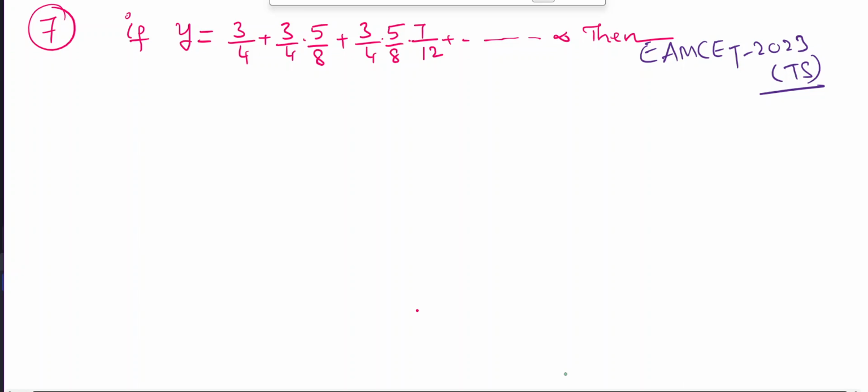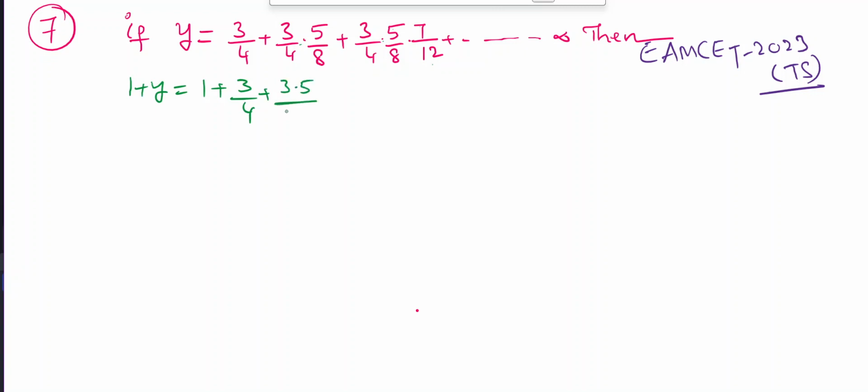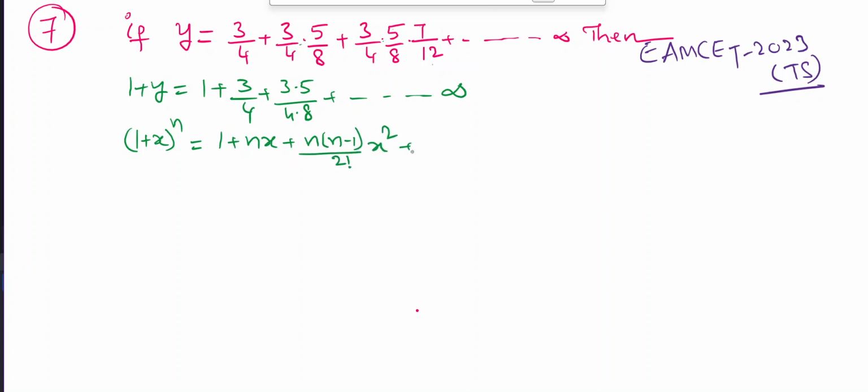Here it is given y is equal to 3 by 4 plus 3 by 4 into 5 by 8 plus 3 by 4 into 5 by 8 into 7 by 12 plus up to infinity. Then, this is given, so add 1 on both sides. That is 1 plus y is equal to 1 plus 3 by 4 plus 3 into 5 by 4 into 8 plus up to infinity. You know the formula, that (1 plus x) whole to the power of n is equal to 1 plus nx plus n into (n minus 1) by 2 factorial into x square plus and so on.